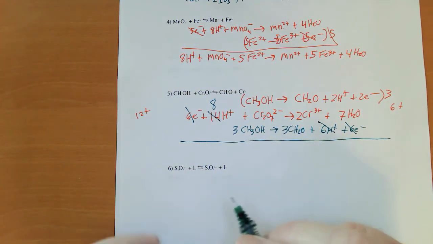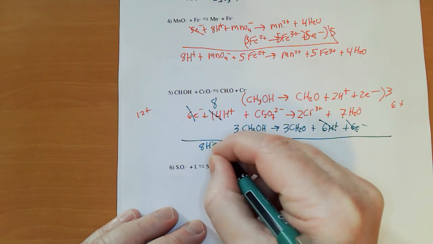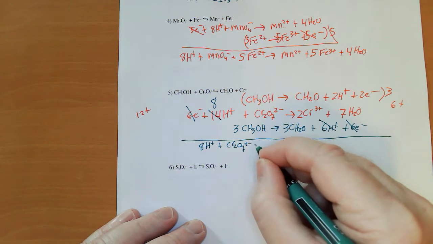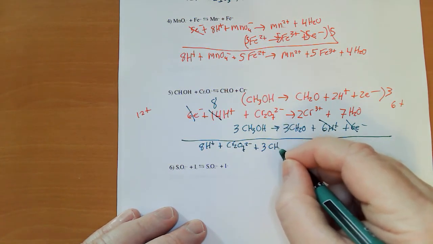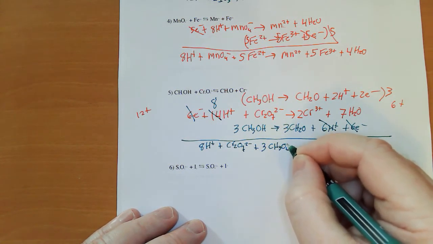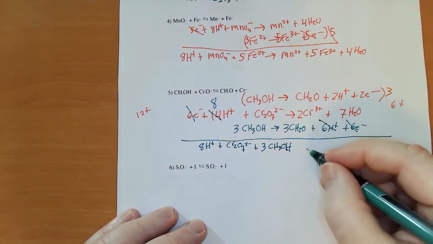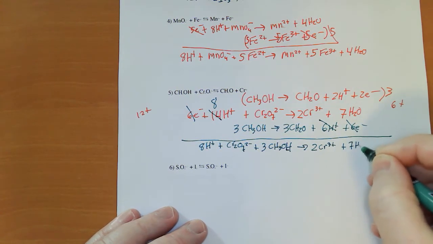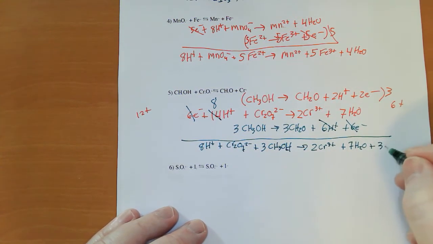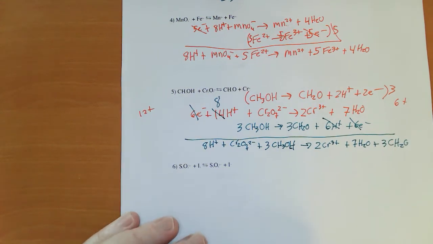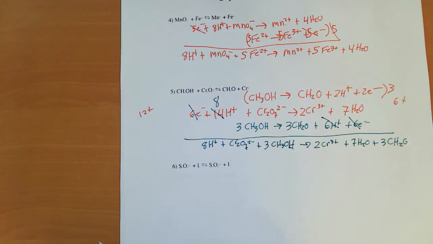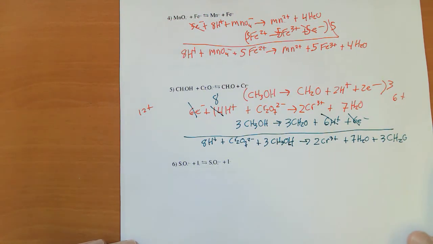So that's going to leave me with 8 H plus. So now I've got 8 H plus, Cr2O7 2 minus, and 3 CH3OH to give me 2 Cr3 plus, 7 H2O, and 3 CH2O. 8 plus 2 minus is 6 plus, 2 times 3 plus is 6 plus, and it looks like I'm balanced.